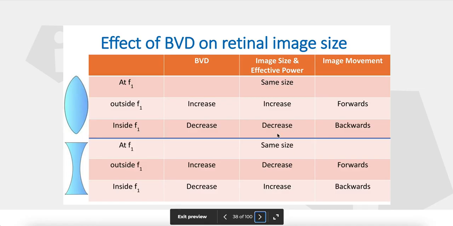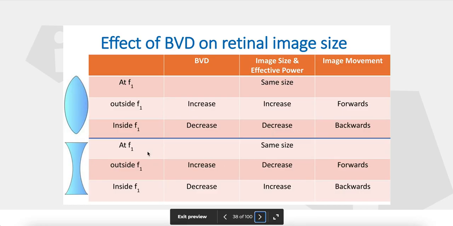And what happens if we change the spectacle to a contact lens? The image size will decrease, the power will decrease, as we are now inside the F1 and we are moving inside toward the eye. So we need to compensate for this by increasing the power. So the contact lens power should be more than the glasses power.